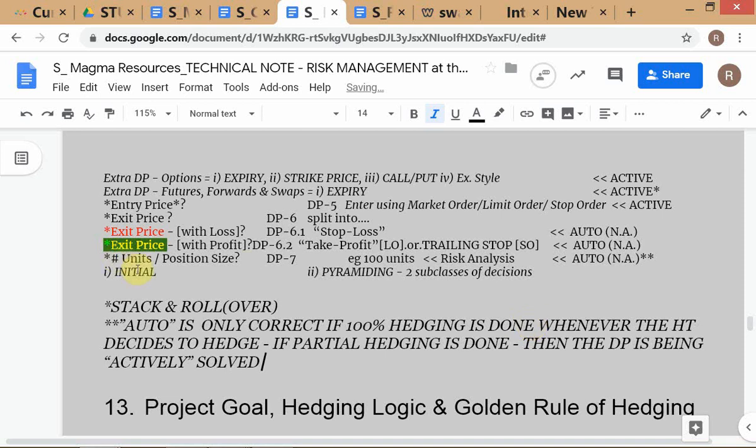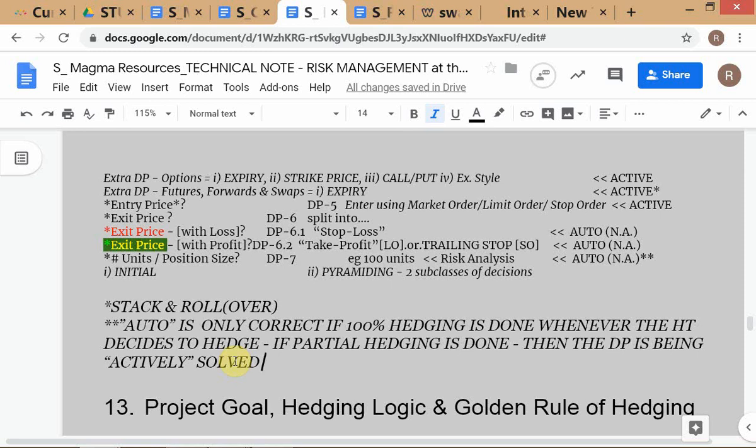So to understand this decision problem of number of units, or position size, because whenever you transact, that is one of the decisions you have to take: how many units do I sell or buy? I've written it as auto with this qualification here. It's auto only if 100% hedging is done whenever you hedge. In that case, it's automatic because you're hedging 100% of the underlying position, which is predetermined, so there is no room for you to decide anything.